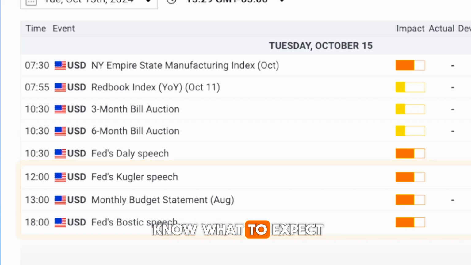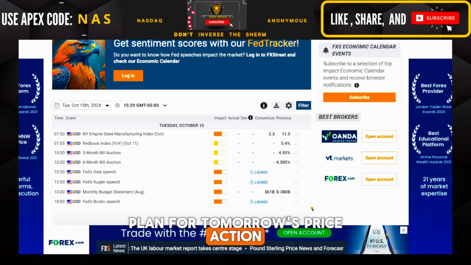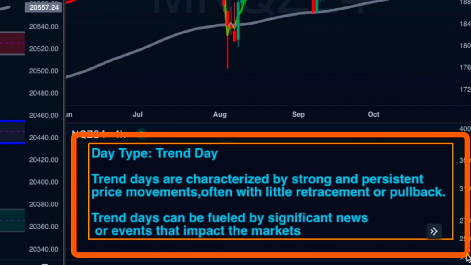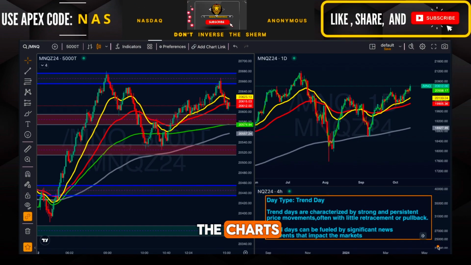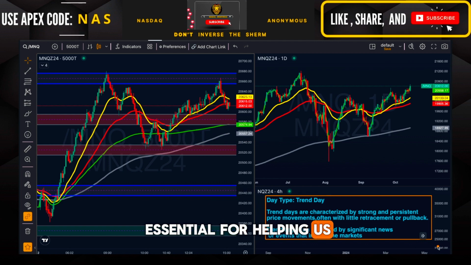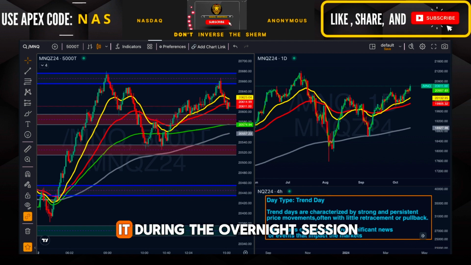And now that we know what to expect, let's jump into the charts and create a game plan for tomorrow's price action. This is the block of price action that we traded during today's stream, and today was definitely a trend day. And as I analyze the charts, I see about 2 clues that are going to be essential for helping us find the best trades going into tomorrow's stream. So let's jump into it.